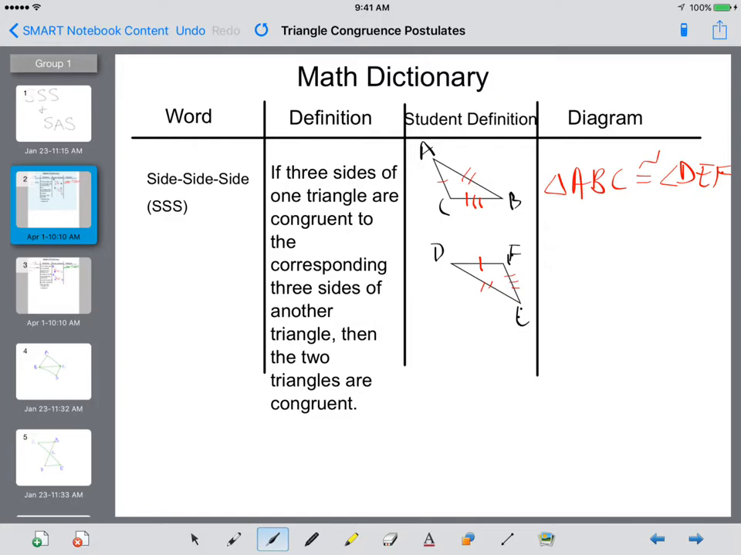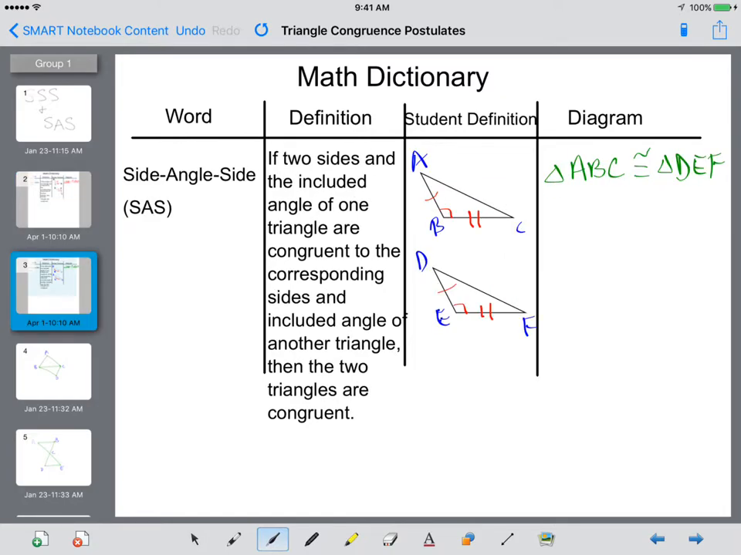So if we can identify that the three sides in each triangle are congruent, then we can state triangle ABC is congruent to triangle DEF. It's a shortcut for knowing that two figures are congruent without having all of the information.